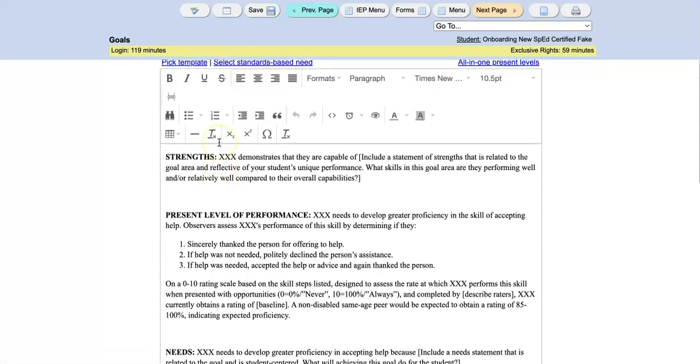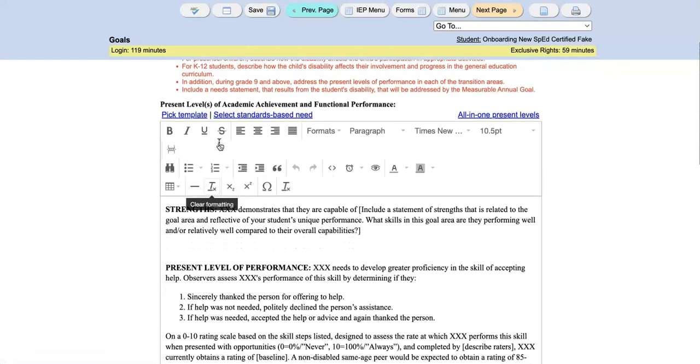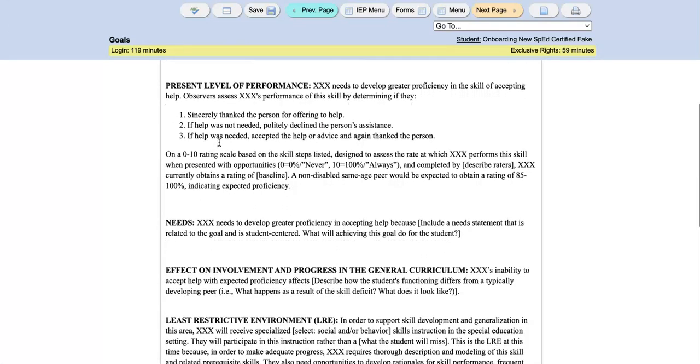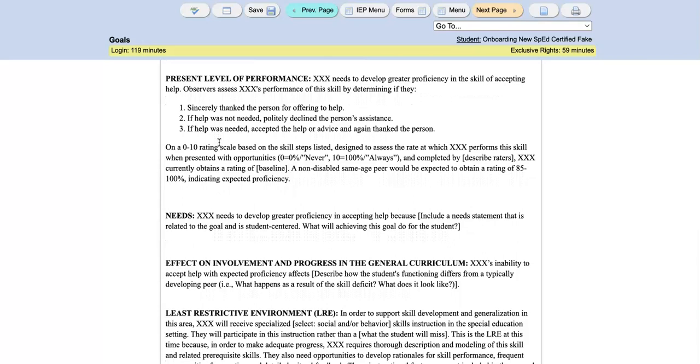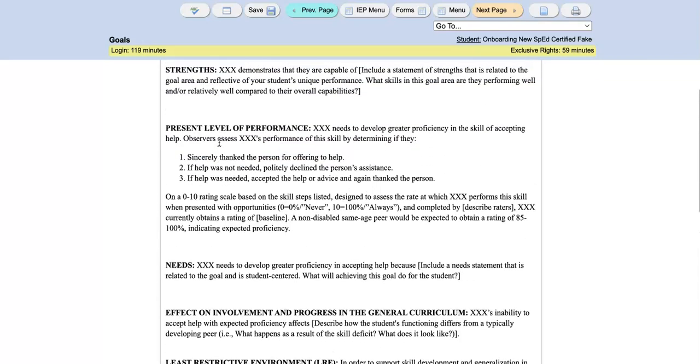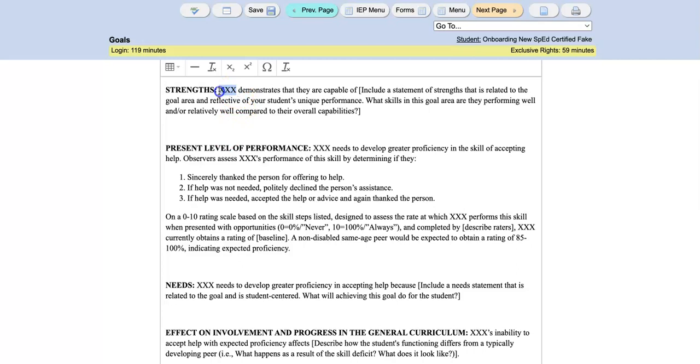And so now I have this templated information for the goal of accepting help for my student onboarding, and I can go back and customize it. So I can put the student's name in these spots where I see XXX.